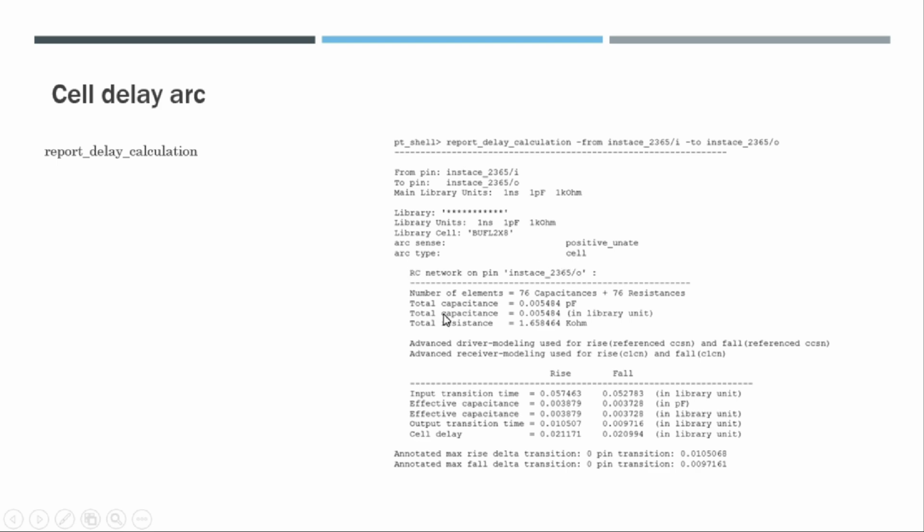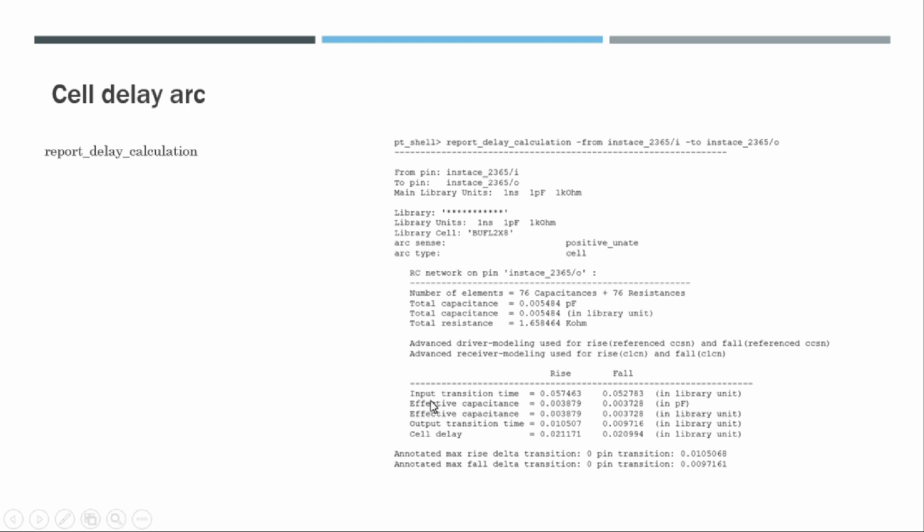Then it mentions the RC network on the output pin. So this is basically our load that we are looking at. The output pin of this instance has this much capacitance and this much resistance, and it will combine them and provide you the total capacitance it is seeing. And total resistance is also mentioned, which is 1.65 kilo ohm. And then we will see these parts.